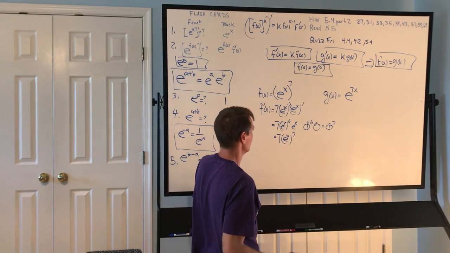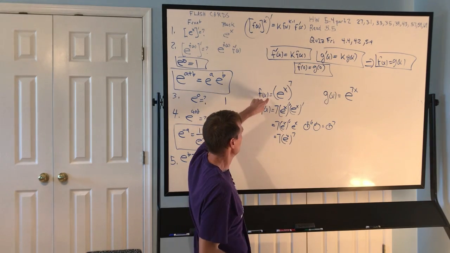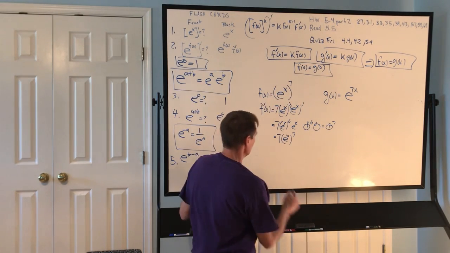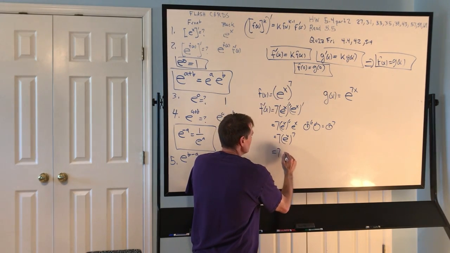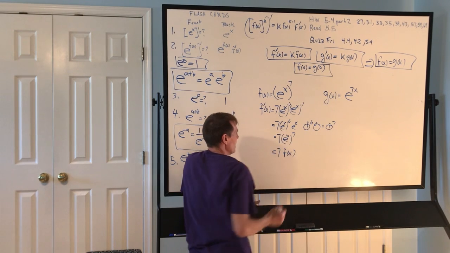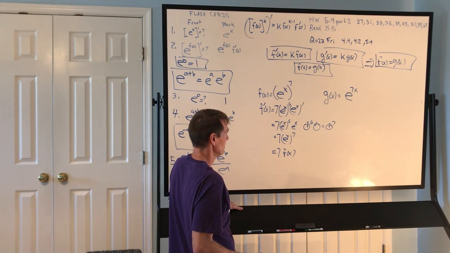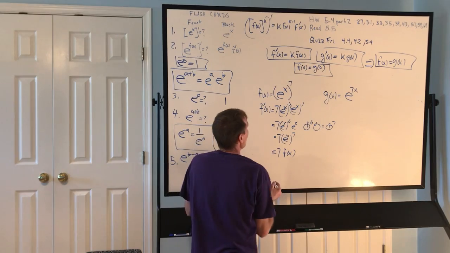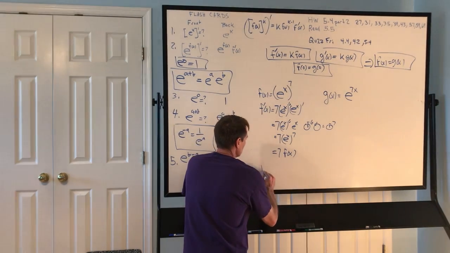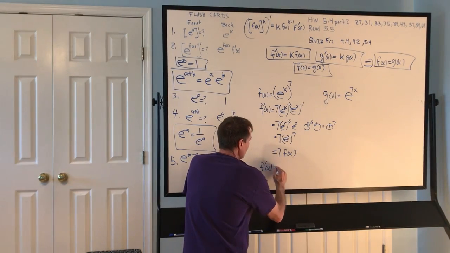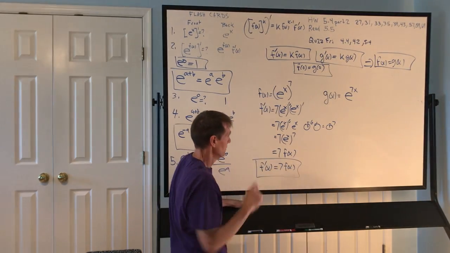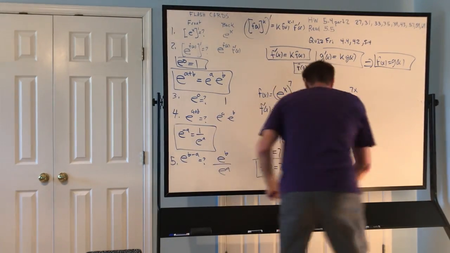raised to the 7th. But you're like, Dr. Warren, f of x is e to the x to the 7th. Yeah, so this is 7 times f of x. Okay, so what we've shown is that we've got this function where f prime of x is 7 times f of x. Now let's come over here and look at this function.